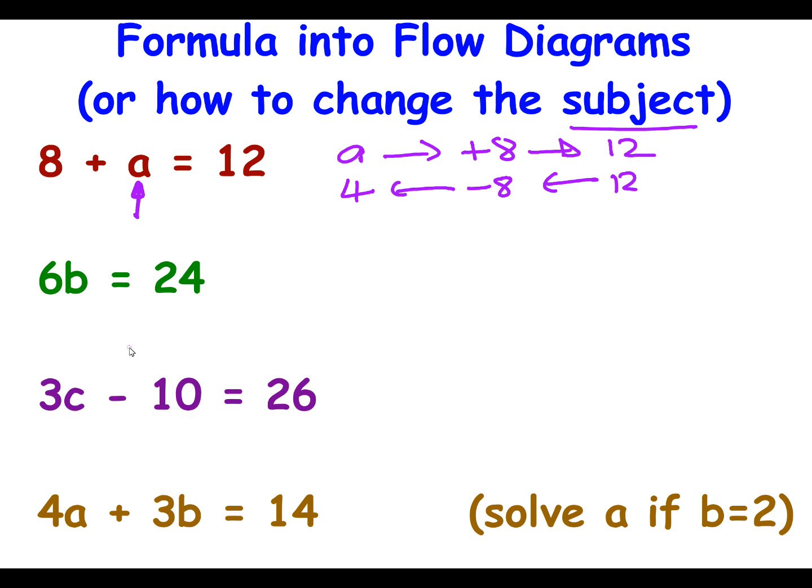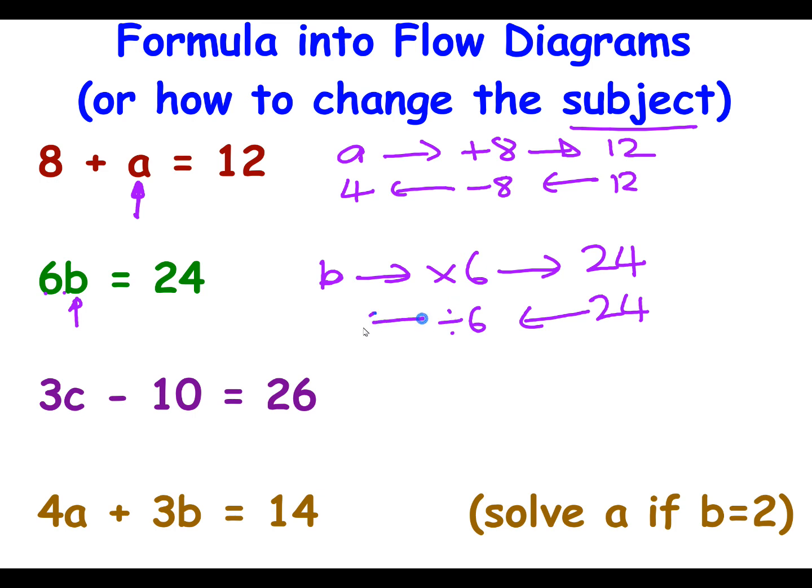So for the next one down, I want to make B the subject. I'm looking for B. So let's tell the story of B. I've got B, and the first thing I do to B, 6 next to the B, means I'm multiplying it by 6. And it's giving me 24. So if I come back the other way, I take the 24, I divide by 6, I do the opposite, it tells me that B is 4. So 6 times 4 gives me the 24. B is equal to 4.